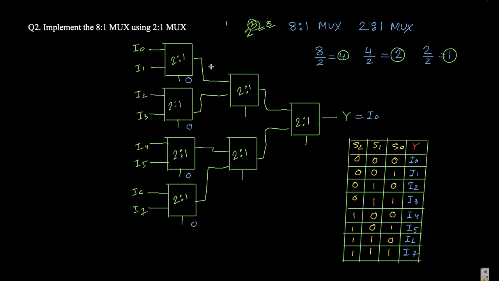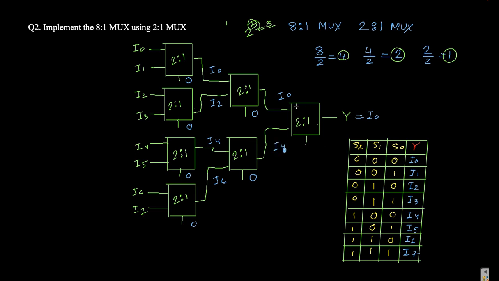If it is 0, then from this I1, I0 is connected, I0 is selected, here I2 is selected, here I4 is selected, here I6 is selected. Now again we have to consider I0 as the output, so we have to take the output I0 over here, so it becomes again 0. If it is 0, then this becomes I0 and this becomes I4.